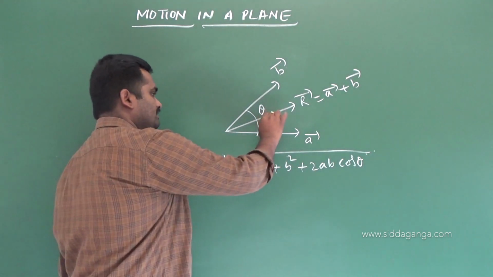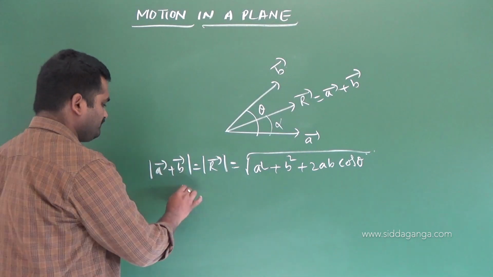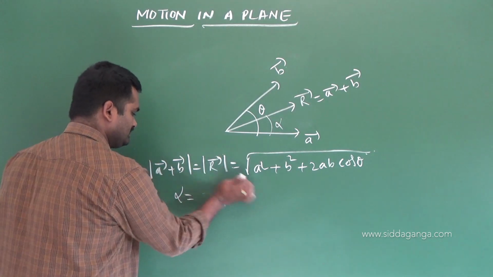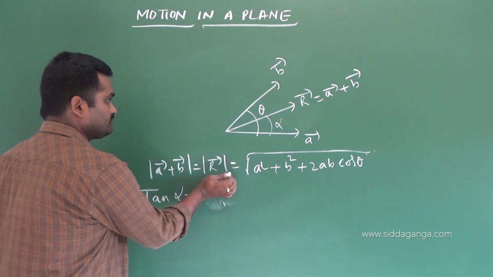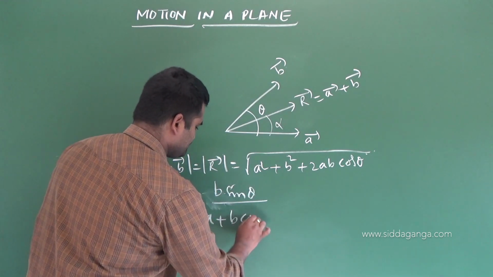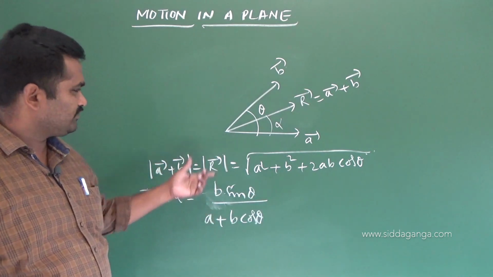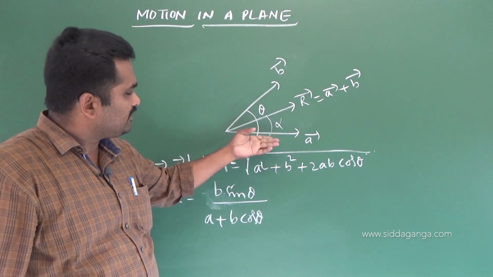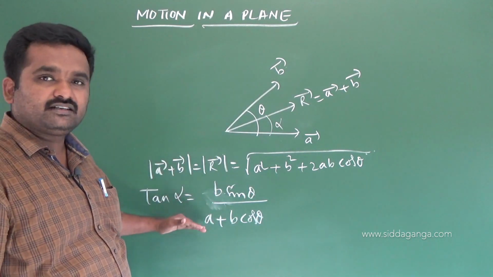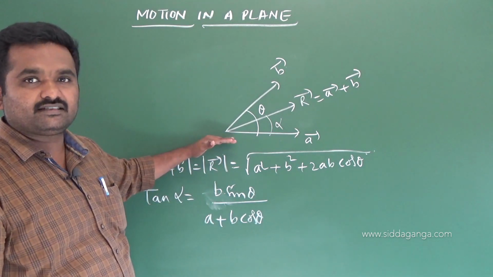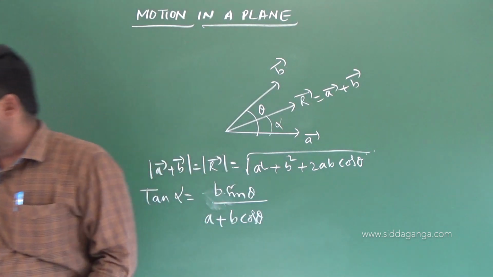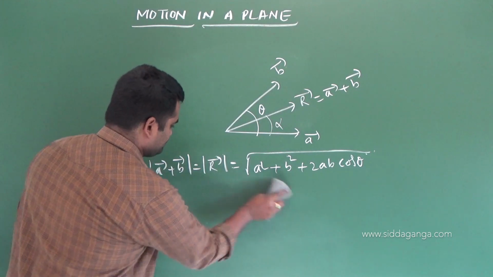Also the angle alpha we have learned. How to write for alpha? Tan alpha equals b sin theta divided by a plus b cos theta. See, these derivations and formulas, whether the teachers have taken p or q, or a or b or c or d, whatever the vector may be, how to write the magnitude and direction of the resultant? You have to remember these two once again as it comes to the concept of vectors.